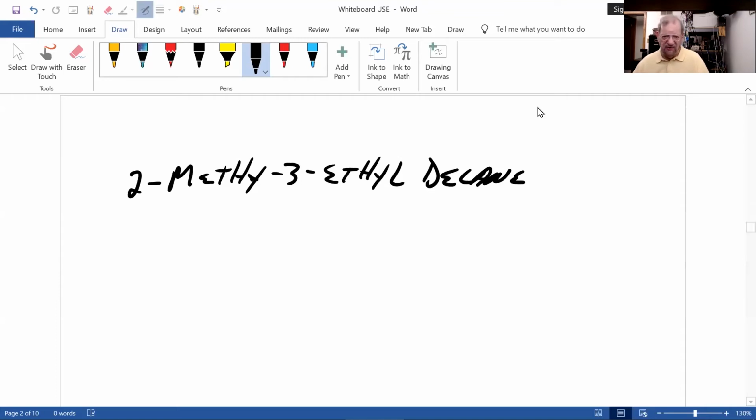All right, question is how to draw the structure. Always start from the right and move left. Decane, 10 carbons.